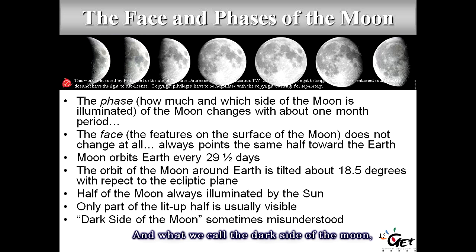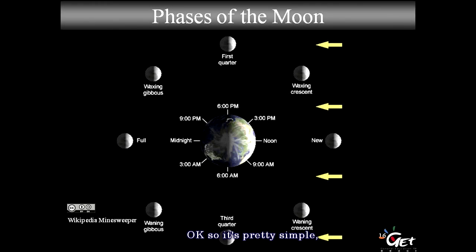And what we call the dark side of the moon, there is a very famous album from Pink Floyd in the 70s called Dark Side of the Moon, something that you hear very often. Actually, it's misunderstood. The dark side of the moon is not always dark. What we call the dark side of the moon is the side we don't see, but sometimes it's lit up. Okay? So don't get confused with this notion. Okay, so it's pretty simple. You all hopefully have understood that already.